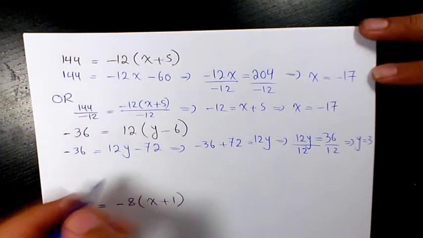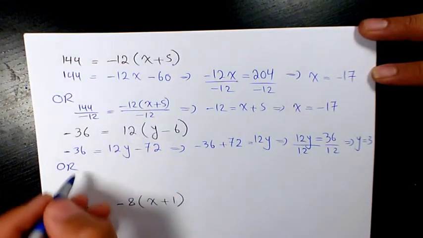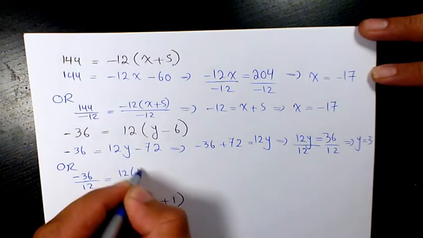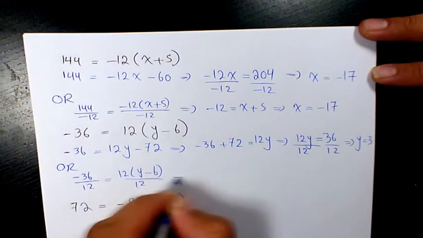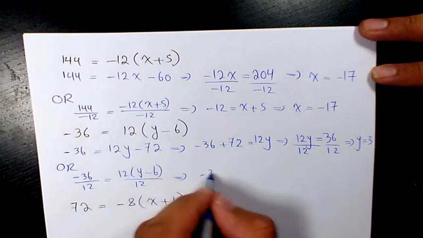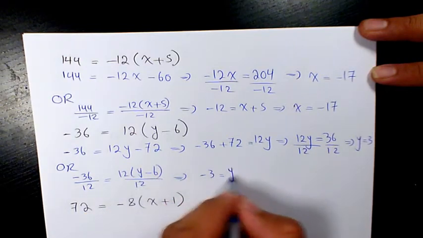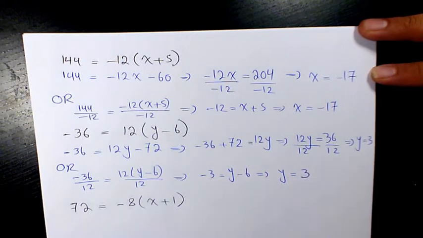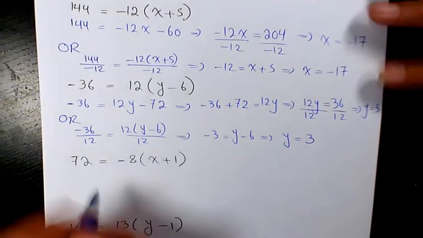Or you can divide right from the beginning. You can divide both sides by 12. So negative 36 divided by 12, and 12 times y minus 6 divided by 12. Negative 36 divided by 12 is negative 3. 12 and 12 cancel out. Y minus 6. So we have y will be 6 minus 3, which is 3. So you get the same answer, but it's shorter.